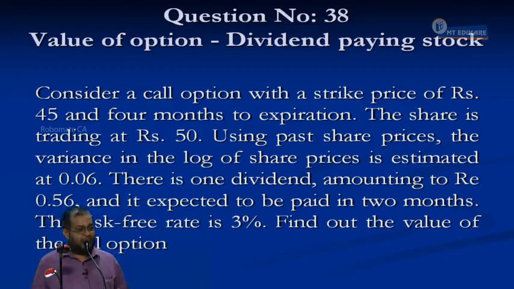0.06 is not sigma, it is sigma squared, because the question says the variance in the log is 0.06. Now please tell me, are you following or not? What is standard deviation? Square root of 0.06. Understand? Because there is going to be the standard deviation squared which has been given. Then we have a dividend of 56 paise, received after 2 months. So now we have to find the present value of dividend, find the revised spot price and then proceed.